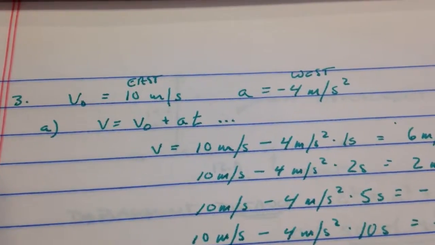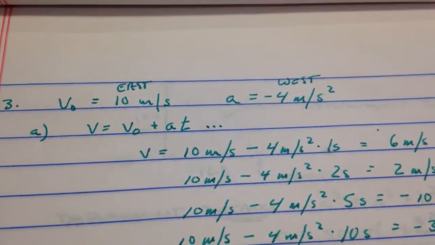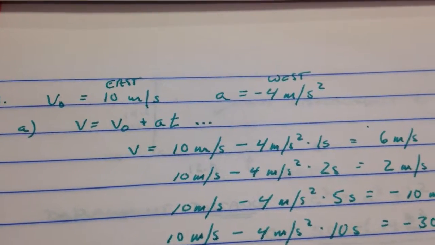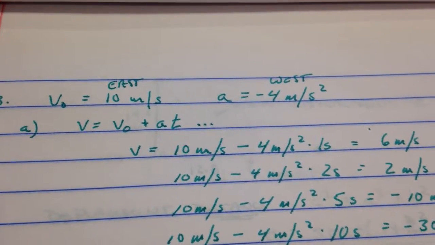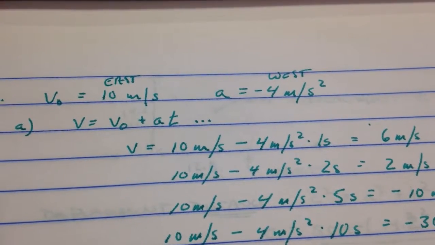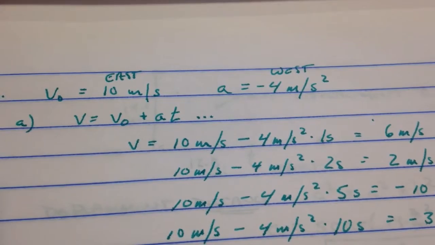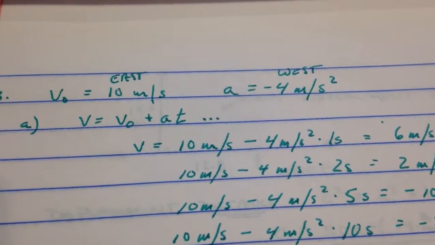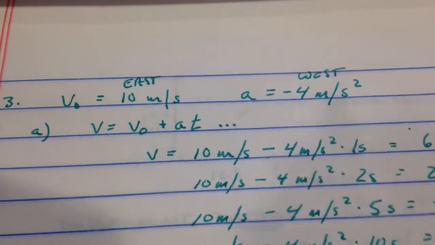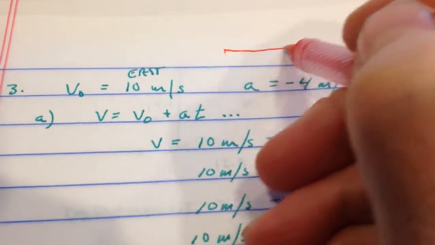Okay, chugging along to number 3. Now we have a situation of an object with a non-zero initial velocity of 10 meters per second heading eastward and a westward acceleration of 4 meters per second squared. Notice in writing up this problem that I have defined eastward as the positive direction.